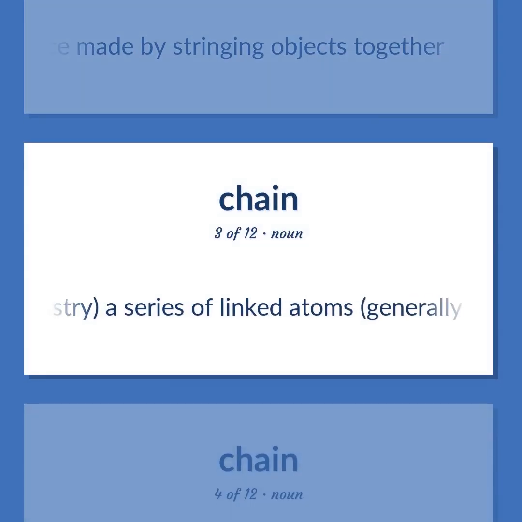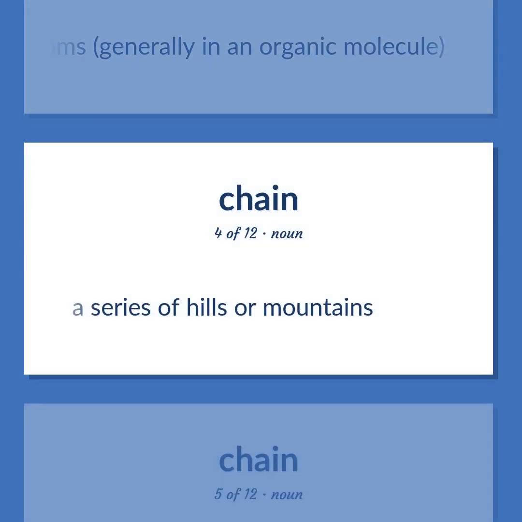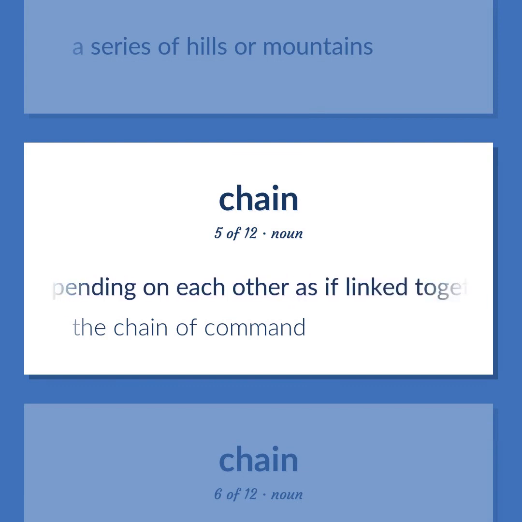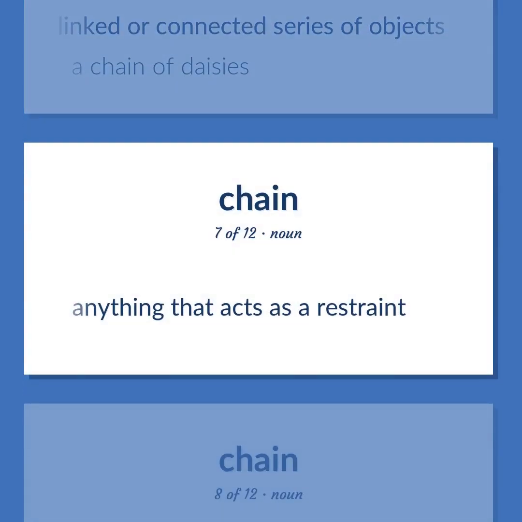Chemistry, a series of linked atoms, generally in an organic molecule. A series of hills or mountains. A series of things depending on each other as if linked together. The chain of command. A linked or connected series of objects. A chain of daisies. Anything that acts as a restraint.